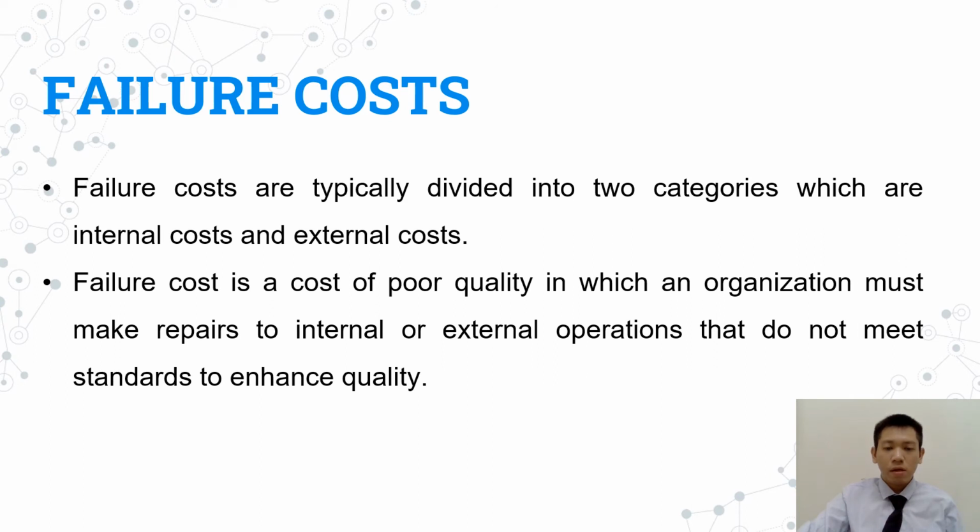Next, failure costs. Failure costs are typically divided into two categories, which are internal costs and external costs. Internal failure costs are those connected with product failure within the manufacturing process, whereas external failure costs are those related to product failure after the manufacturing process. Failure cost is a cost of poor quality in which an organization must make repairs to internal or external operations that do not meet standards to enhance quality.